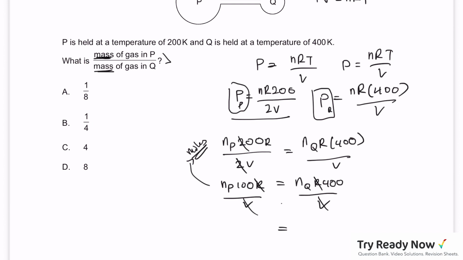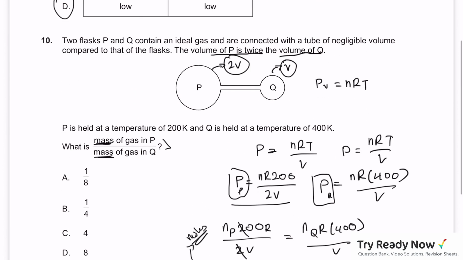So what we can do is divide both sides by NQ, which gets rid of NQ here, and divide both sides by 100. So we get 400 divided by 100, and that equals 4. So that means for question 10, our answer is C.